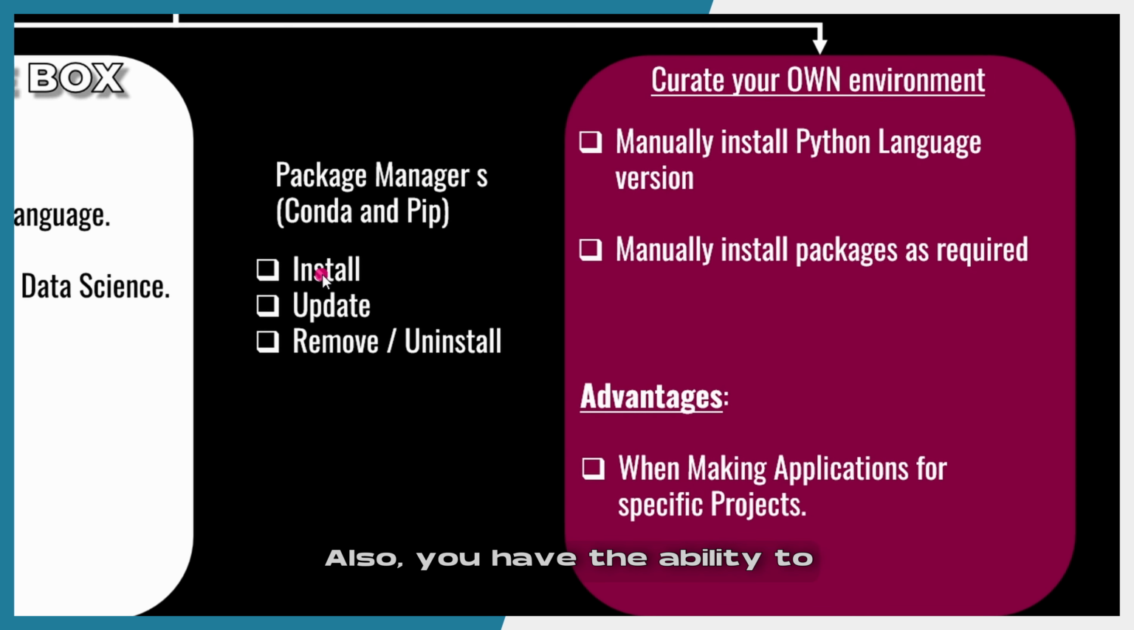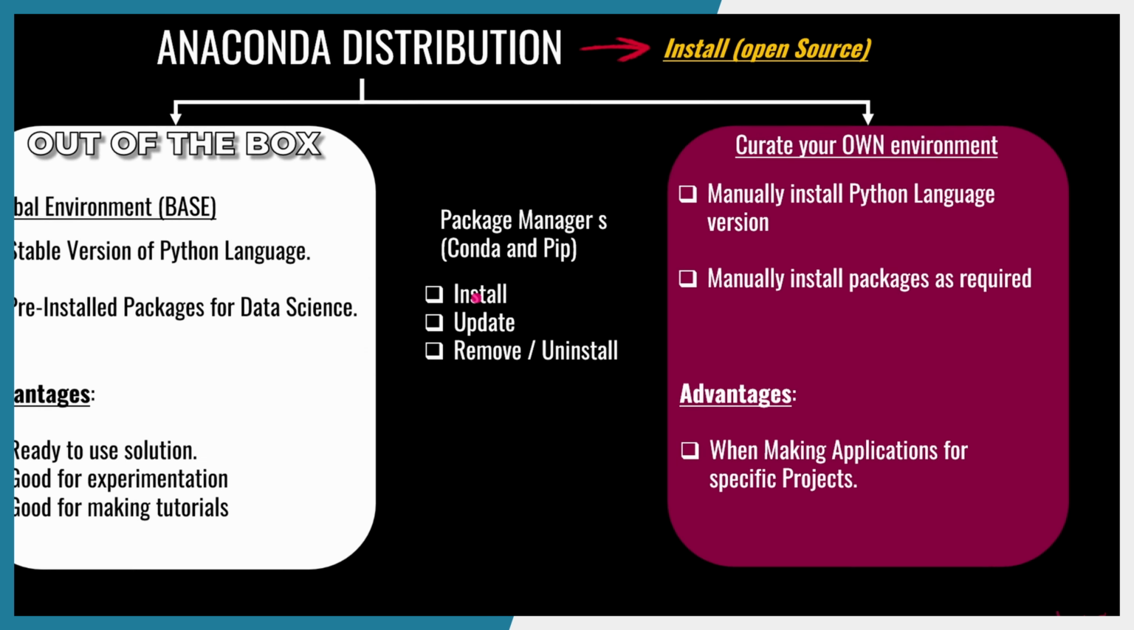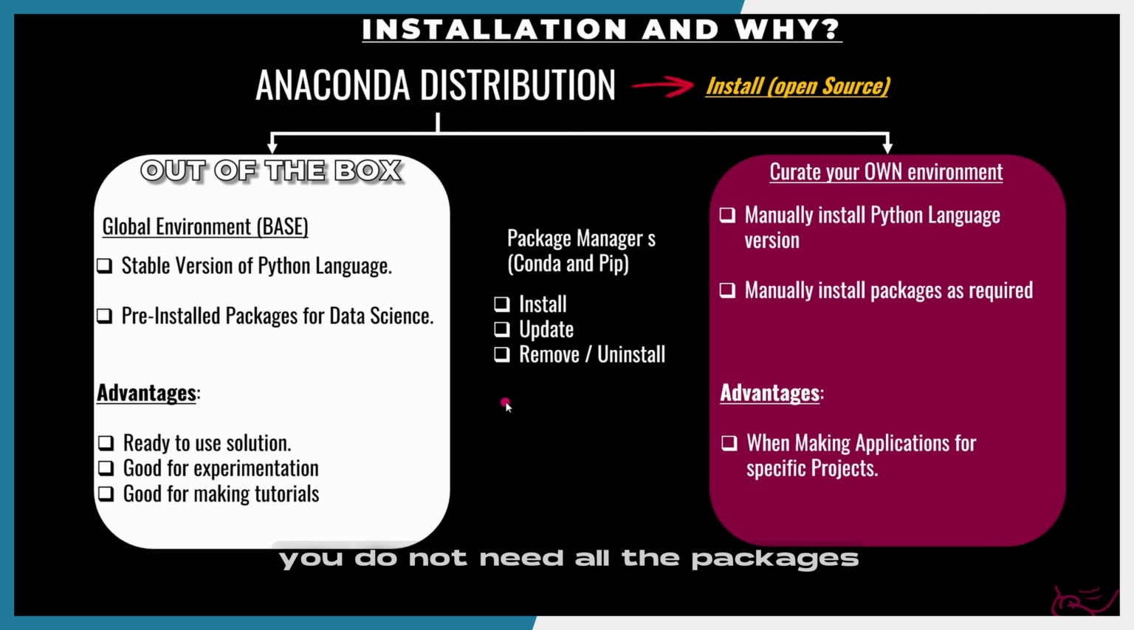Also, you have the ability to create your own environments. Why is this important? Because whenever you make an application, you do not need all the packages which are downloaded by default by Anaconda distribution. You require only certain packages in order to make your application work. When you create your own environment, it is a blank canvas, so you have to install the Python language. It can be any version. As you have seen, by default Python version is 3.10, but you can install Python 3.9, 3.8 as well, as your project needs. I will show you Python installation later in this video.